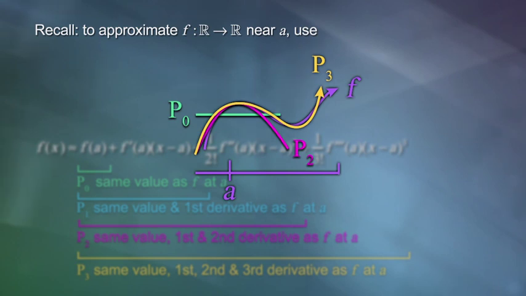And if you look at the picture, you get a sense of how these polynomials attempt to approximate the function f. Near a, they get better and better as you increase the degree of the polynomial.